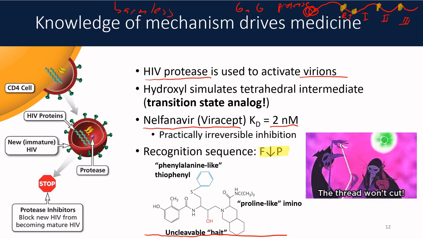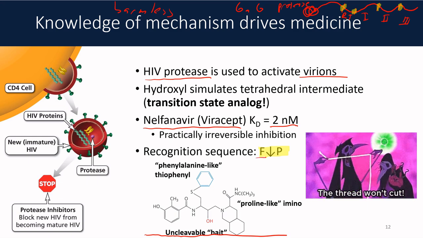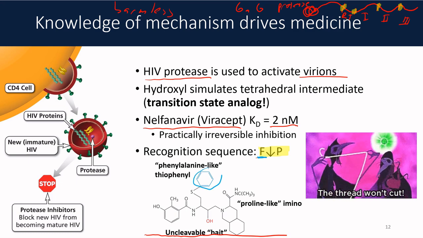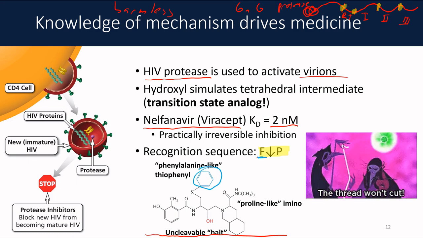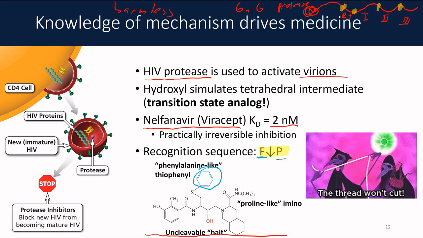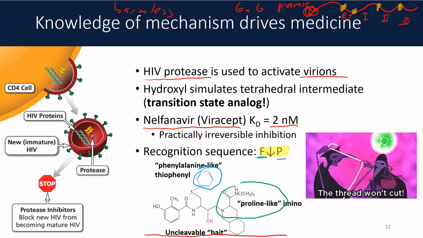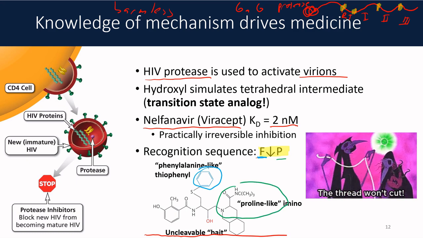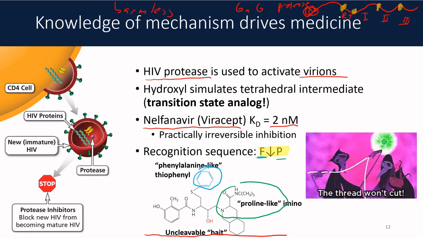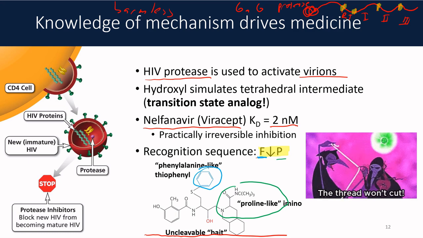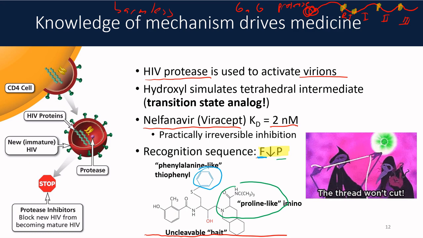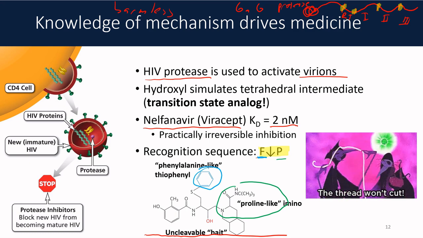phenylalanine-like portion shown over here in blue. And over here in green, there's going to be a proline-like portion. So Viracept is going to fit very comfortably inside the binding pocket of HIV protease. And that's not all. The most special part, in my opinion, of this molecule is right over here.